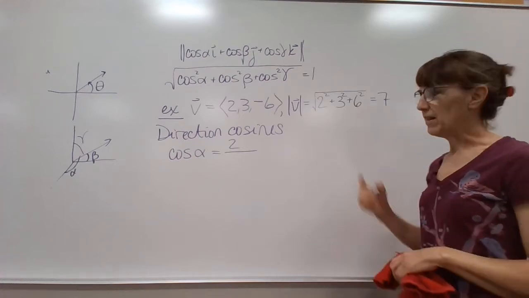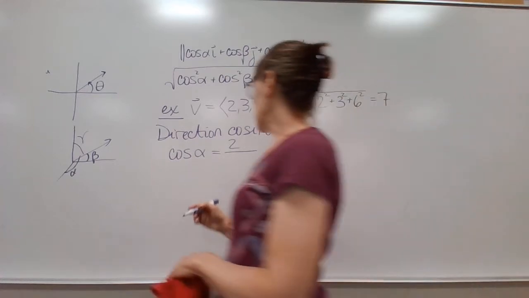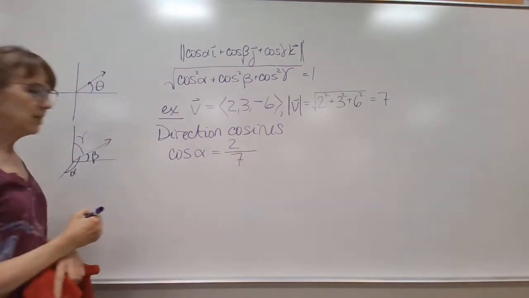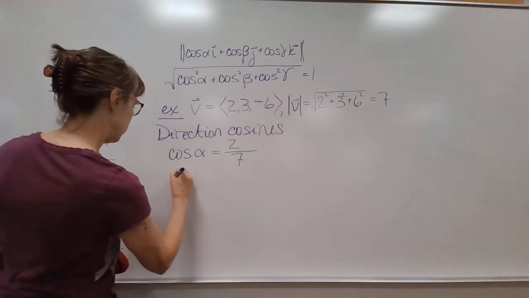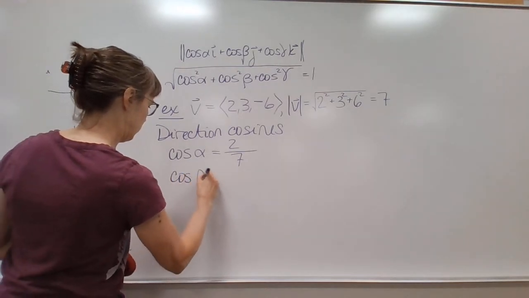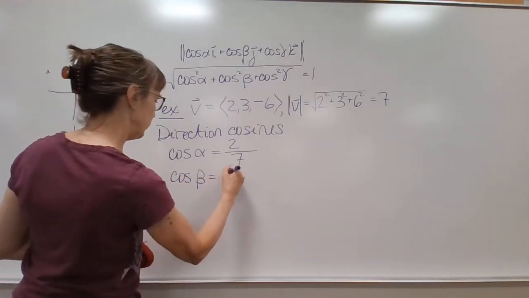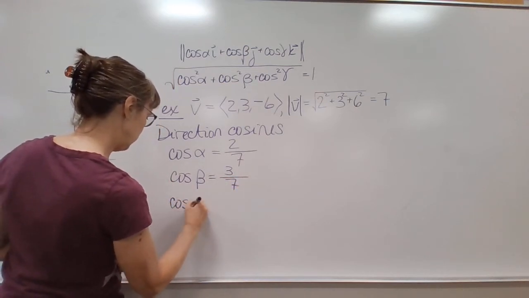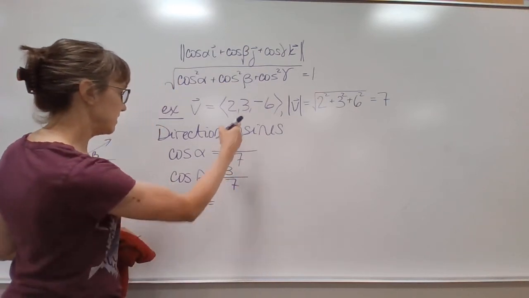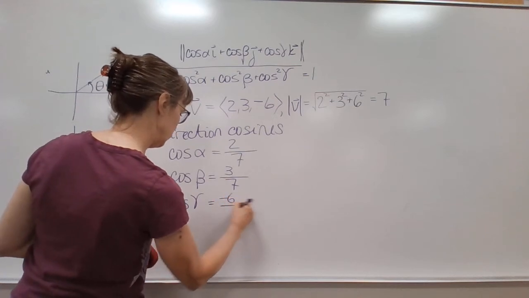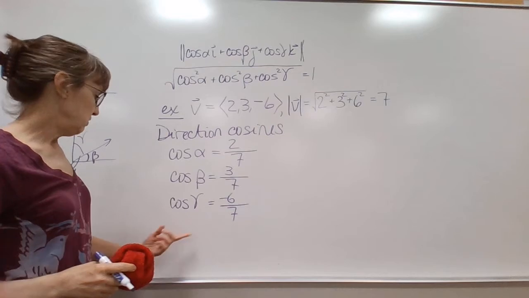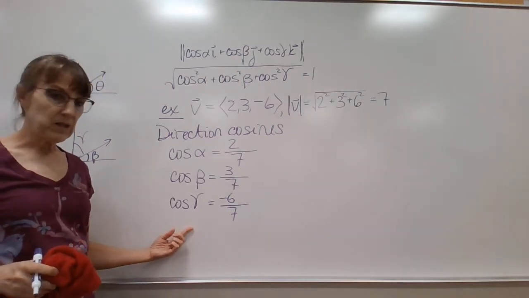Magnitude is a whole number. How about that? So cosine of alpha is the first component over the magnitude. Cosine of beta is the second component over the magnitude. Cosine of gamma with the z-axis is the third component, divided by the magnitude. So there are my direction cosines.